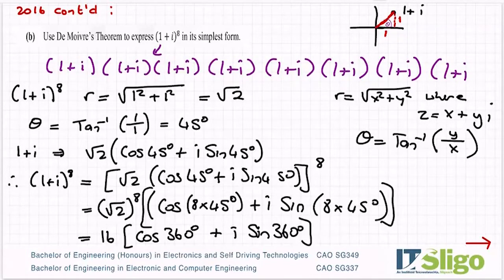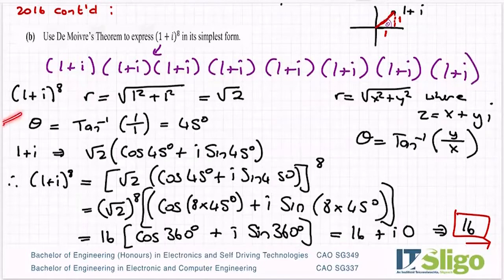In its simplest form typically means bring it back to rectangular form. How do I do that? Well, you just multiply it in. So you do 16 cos 360 on your calculator, and I get 16. And the next part I do is 16 sine 360, and I get 0 for that. So in its simplest form, the answer to this one is in fact 16. Isn't that far easier than having to try and work that out and remember where you are? So that is the real power of De Moivre's theorem. Write it in polar form using the two formulas to work out the radius and the angle, and then apply De Moivre's theorem.